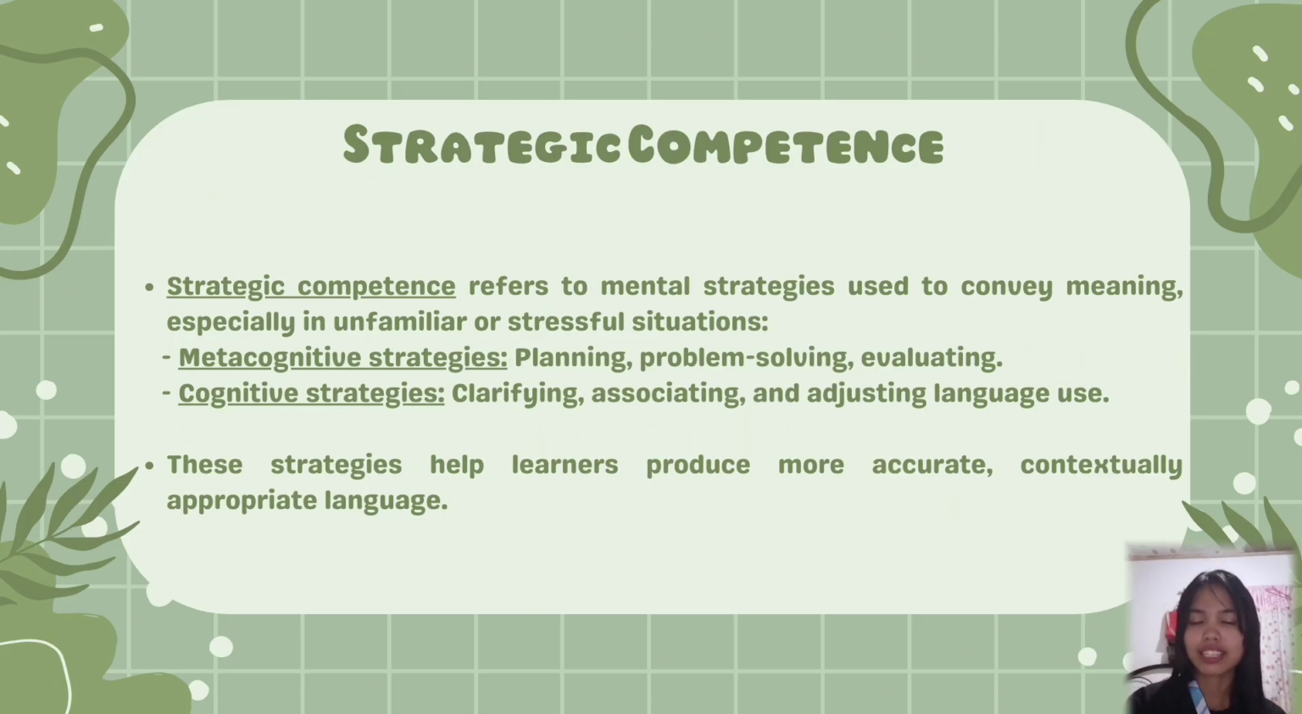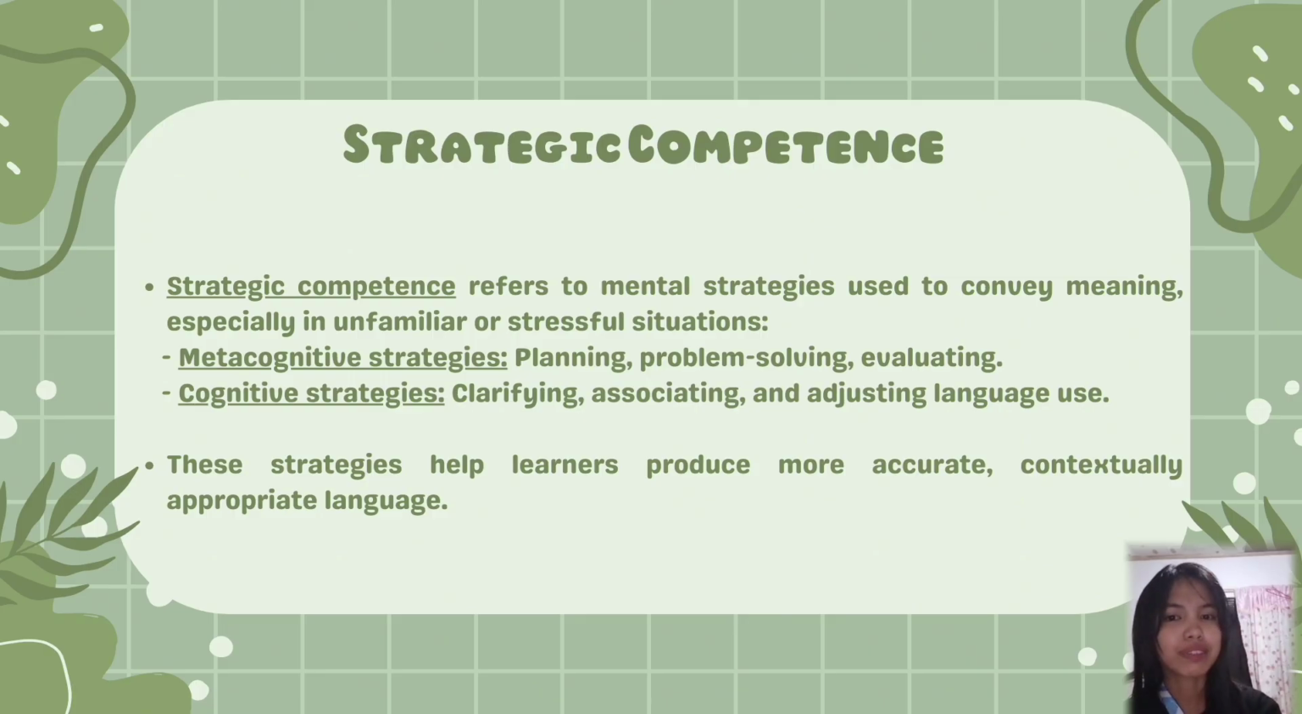Strategic competence. Strategic competence refers to mental strategies used to convey meaning, especially in unfamiliar or stressful situations. The metacognitive strategies are planning, problem solving, and evaluating, while the cognitive strategies are clarifying, associating, and adjusting language use. Strategic competence helps learners communicate even when they are unsure.